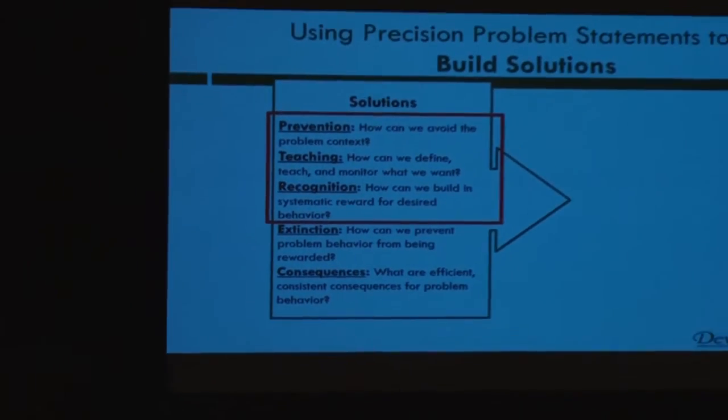So now we've identified our problem with the precision statement, and we have identified the goal that we want to change. So now we need to figure out what the solution will be, and then create, implement, and how to implement it within our classrooms. So there's a few different areas that we look at when we're attempting to build solutions, and this kind of guides our discussion during our meeting.